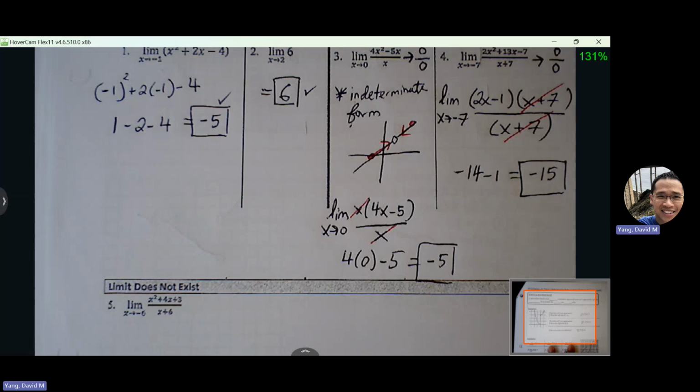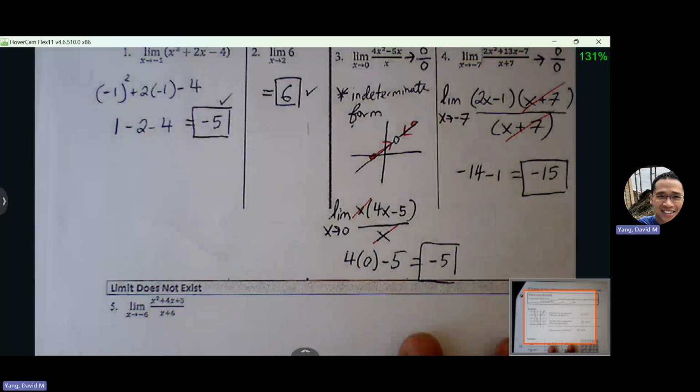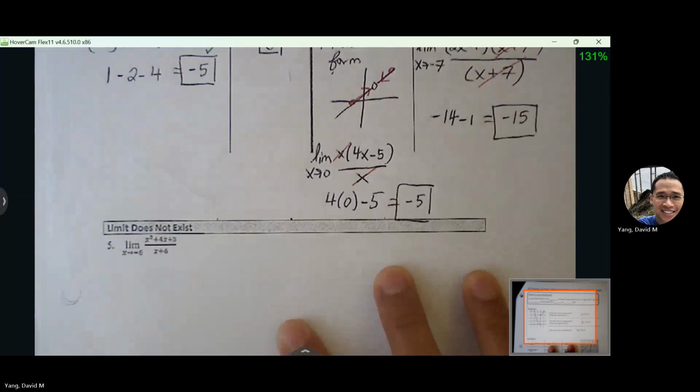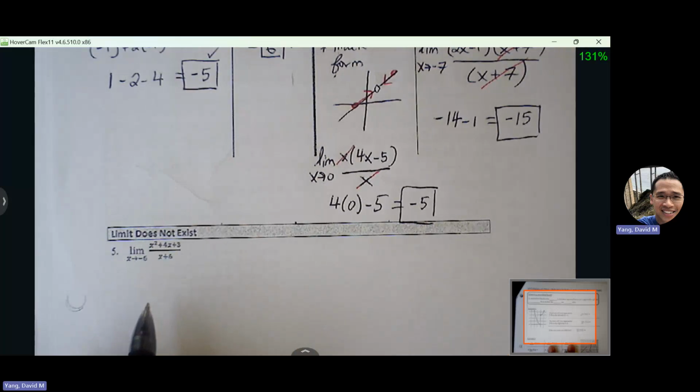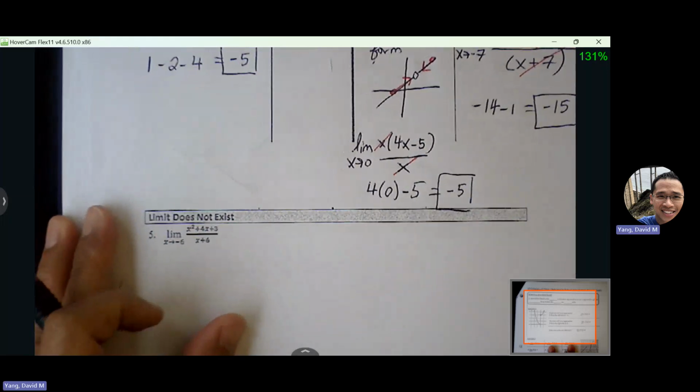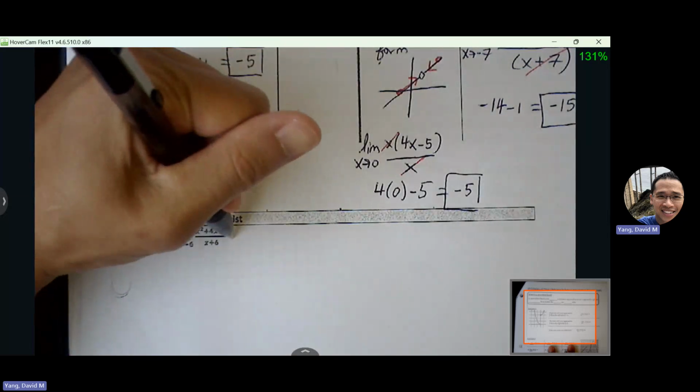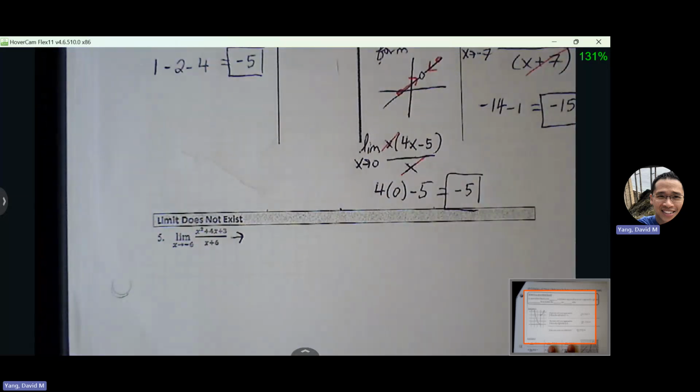Okay, questions so far? All right, number 5. Limit as x approaches -6 of x squared plus 4x plus 3 all over x plus 6. First things first, what's our first step? Direct substitution. Okay, we don't want to assume anything. Always do direct substitution first. So plug -6 in for x.